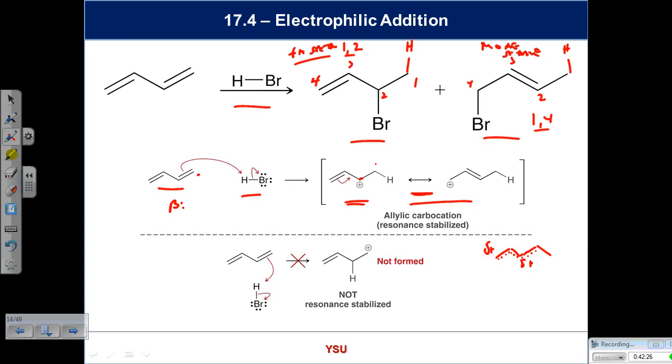You could put the proton here or you could put the proton there. All you get is this, where the proton went on the end and you put the charge in the middle. Why not this? What's the problem with that? That's the other possibility, the anti-Markovnikov addition of that proton. Why isn't that formed? It's primary and it's not allylic.